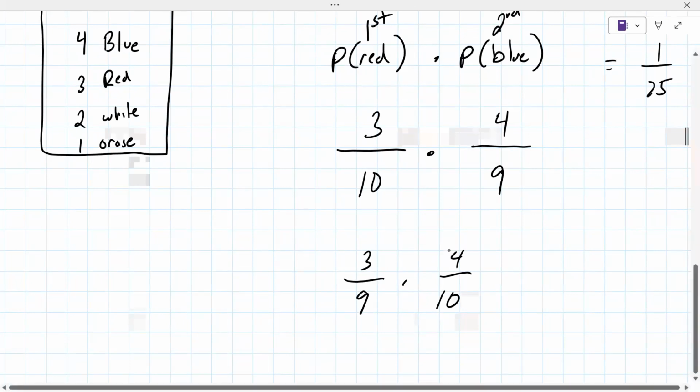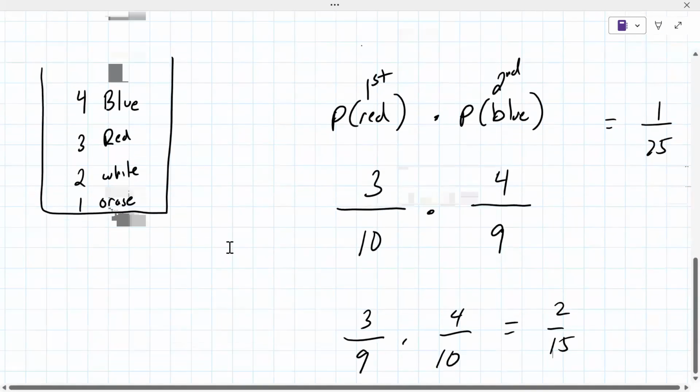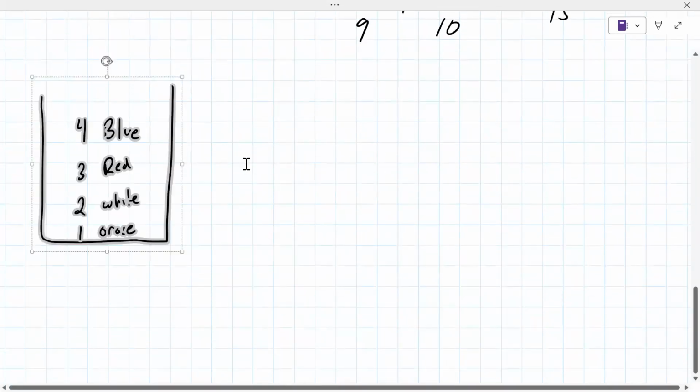1/3. 2 over 15 again. Okay, good. Let's try another one here. We're doing better here. Doing better each time. All right.